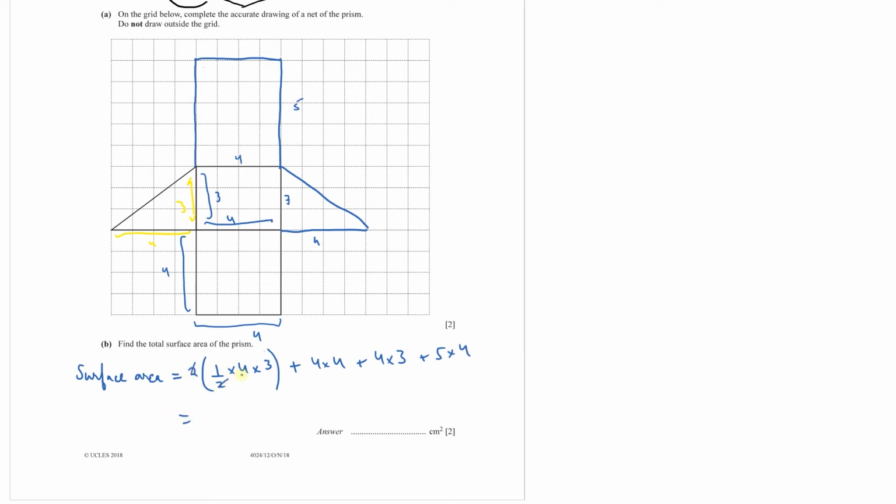So this 2 and this 2 cancel out. This becomes 12 plus 16 plus 12 plus 20. So this is 20, 30, 40, 50, 56, 58, and 60. So your answer is 60 centimeter square.